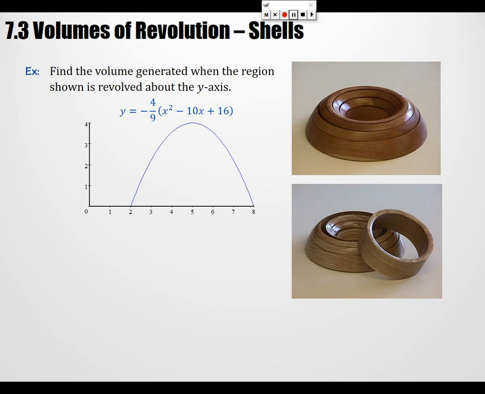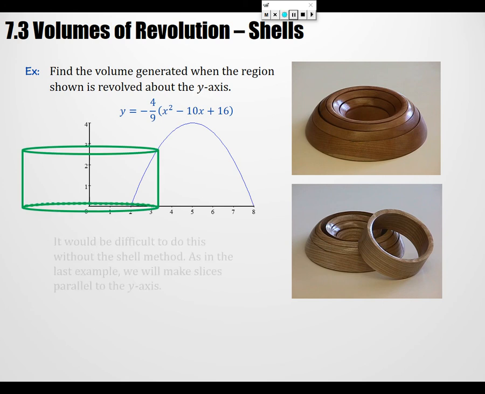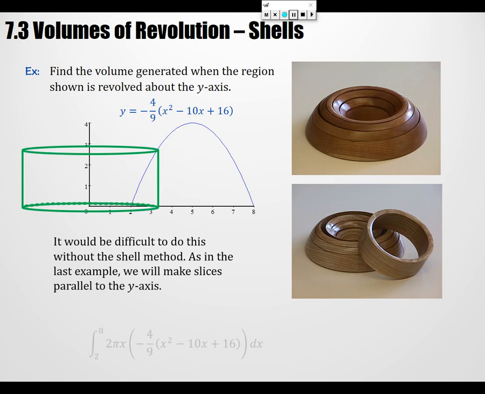What else do we need? We also need the height of each shell. And for any x value between 2 and 8, the height of a shell will be given by the function. It's just y, it's just this function. So putting that all together gives us what we just said, right? 2 to 8. That's all the radii we're considering.